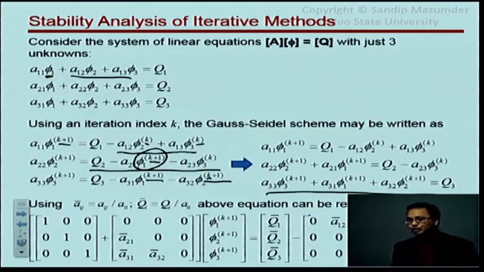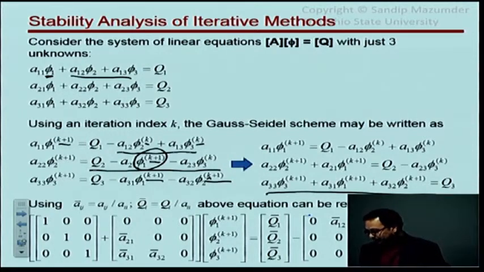When I write this in matrix form, what I've done here is I've divided each equation through by its diagonal coefficient. So the first one has been divided by a11, the second one by a22, the third one by a33. So I'm using these barred quantities, where each equation has been divided by its diagonal. Same thing for the right hand side, the q has been divided by the diagonal too. And so this is the matrix form of this equation. On the left hand side I have the k plus 1s, on the right hand side I have the k's, and of course you still have your source term.